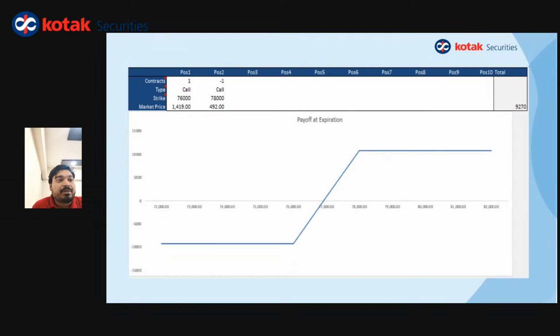net premium that I paid, because I would be paying 1419 to buy an option. Since I'm buying an option, I would have to pay that. But since I'm also selling an option, I would be receiving a premium of 492 for the 78,000 call option price. Okay, and this is the payoff chart that would result if I go long on the bull call spread option strategy.